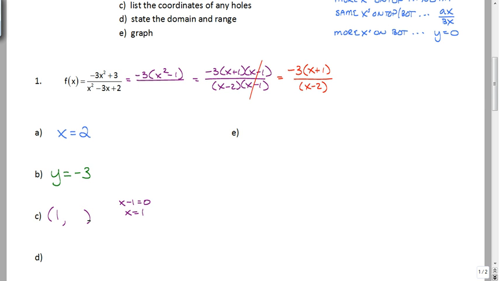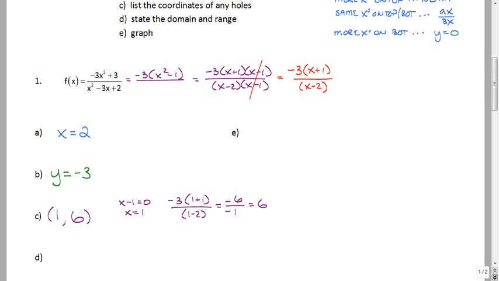Now you have to go find the value of it, and you do that by substituting it into your simplified equation. So we have a negative 3 times 1 plus 1 all over 1 minus 2. So 1 plus 1 is 2 times a negative 3 is a negative 6 over 1 minus 2 is a negative 1. So the answer is 6. So our hole is at 1 comma 6.